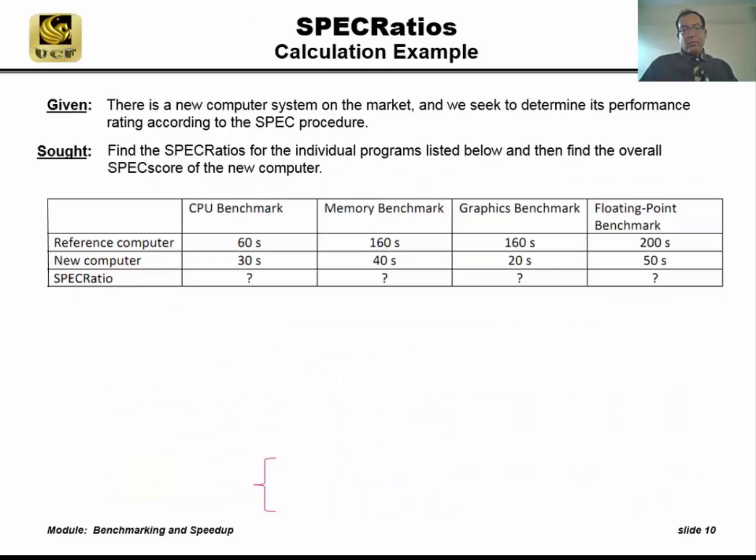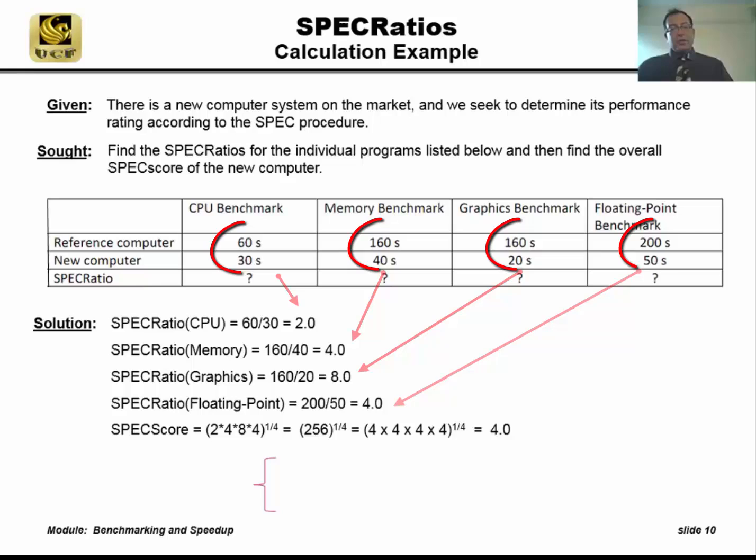The ratios of performance. Let's try another example. There's a new computer system on the market. We need to determine performance, and someone asks you to use SPEC procedure just because it's less biased. So you go for it. Here's some measured data, and you have to find the SPEC ratios for the individual programs listed below, then the overall SPEC score.